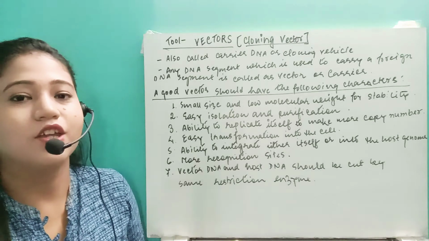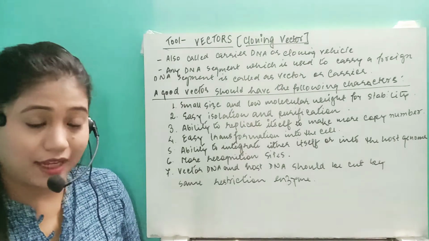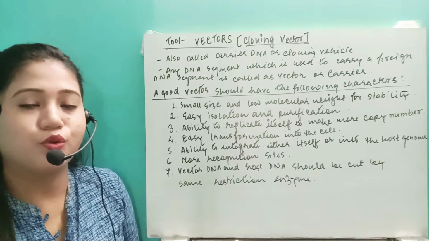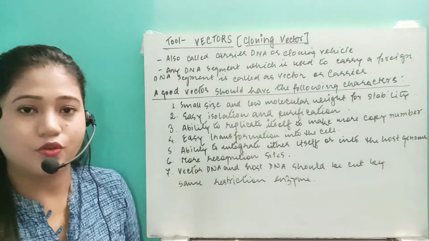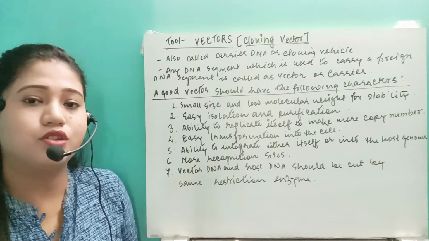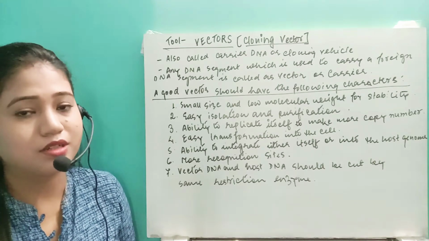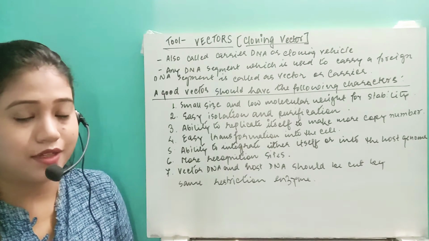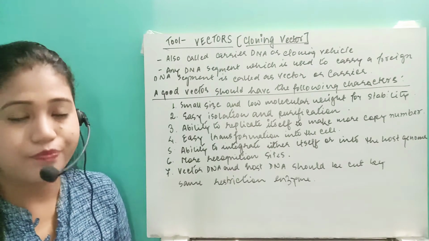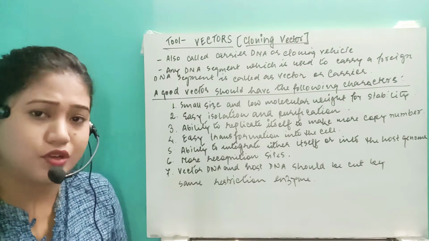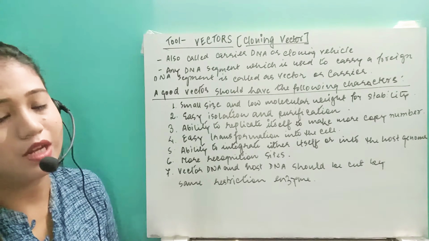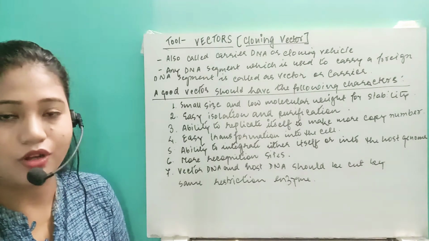Hello students, today we are going to discuss the second tool, that is the vector. Vectors are also known as the cloning vectors. There are three types of tools in recombinant DNA technology: the enzymes, then the vector, and the competent host. We have completed the first, that is the enzyme. Then we are coming to the next tool, that are the vectors or the cloning vectors.